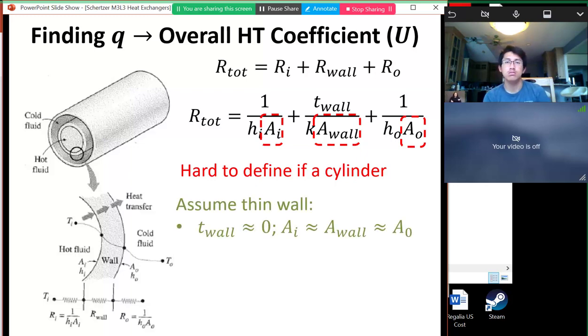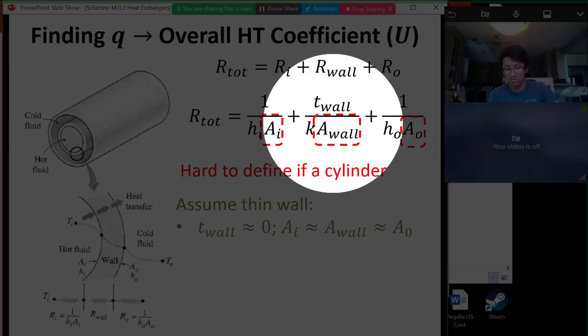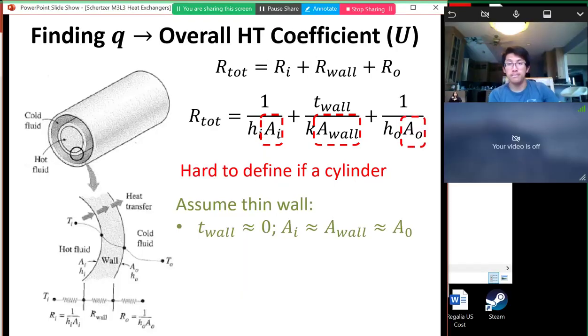So one of the things that we do to make our lives easier is we're going to say that the wall is so thin that it doesn't give any thermal resistance. So if we look here in the conduction term, the thickness of the wall is on the top, right? It's in the numerator. So if it's so thin that it goes to 0, then that conduction term drops right out.